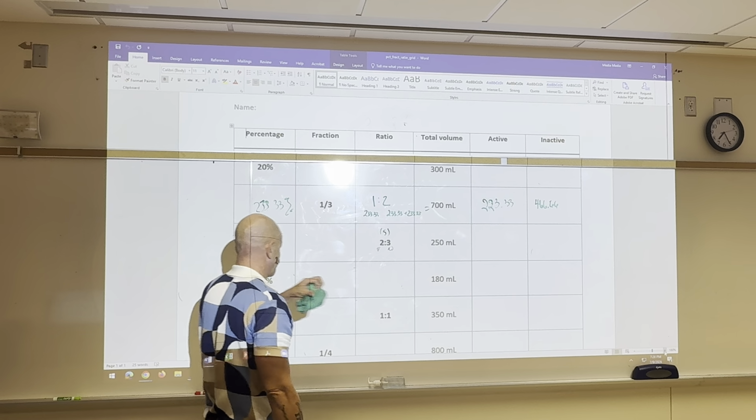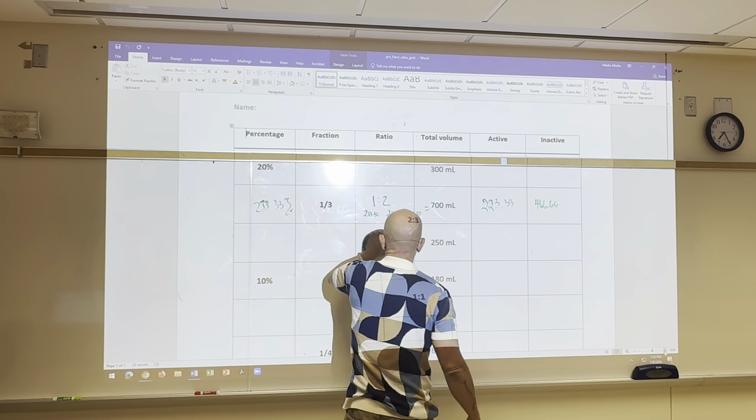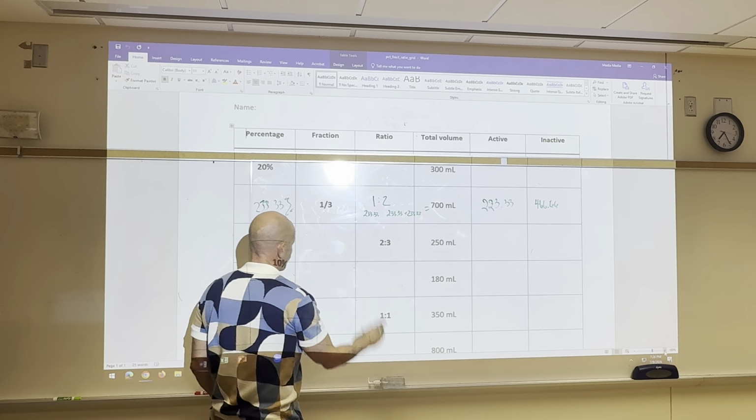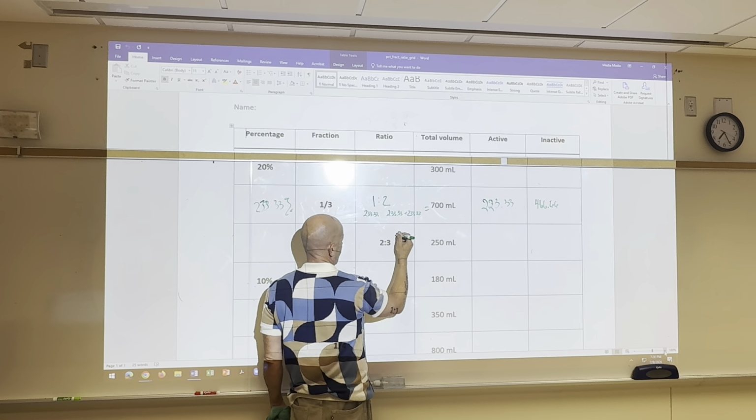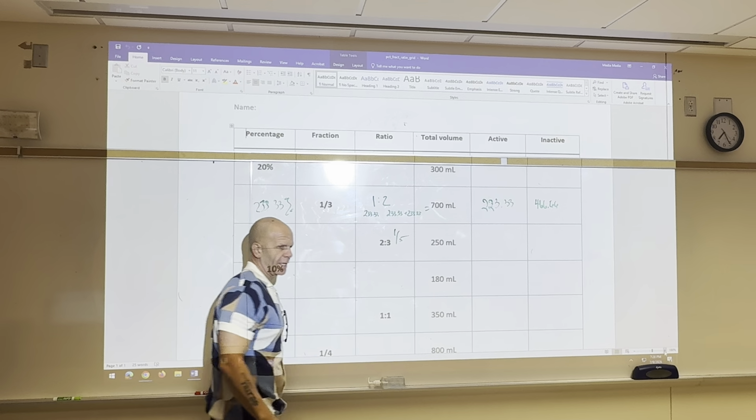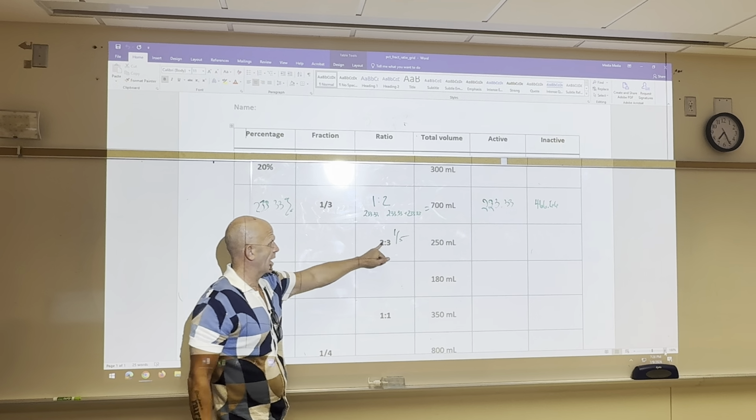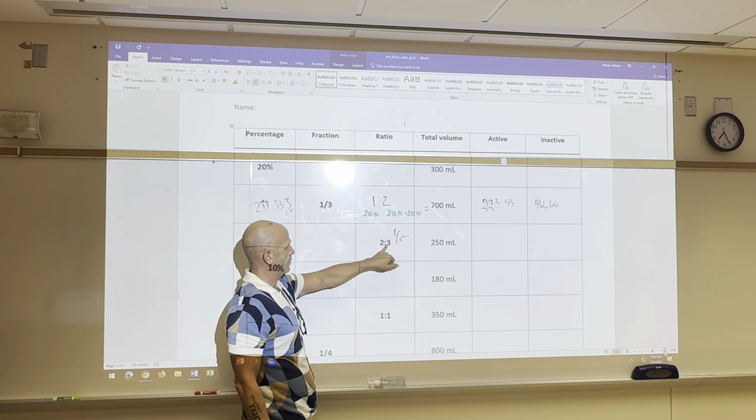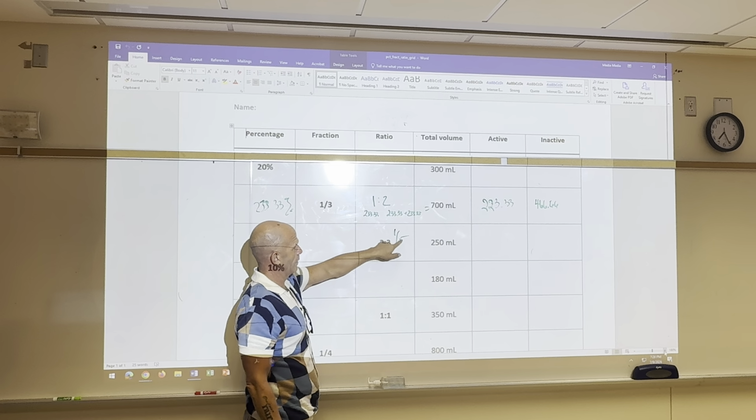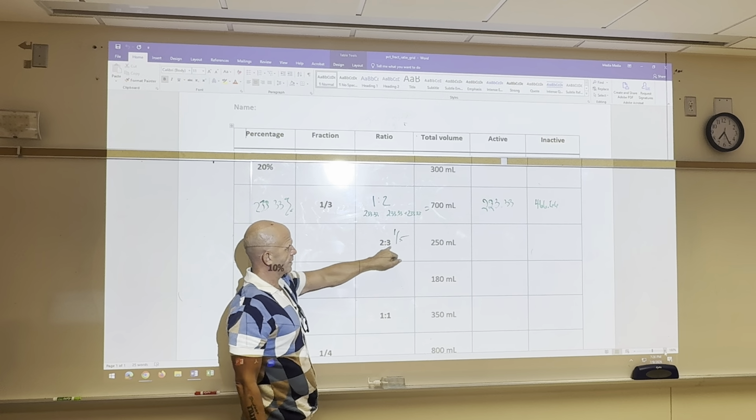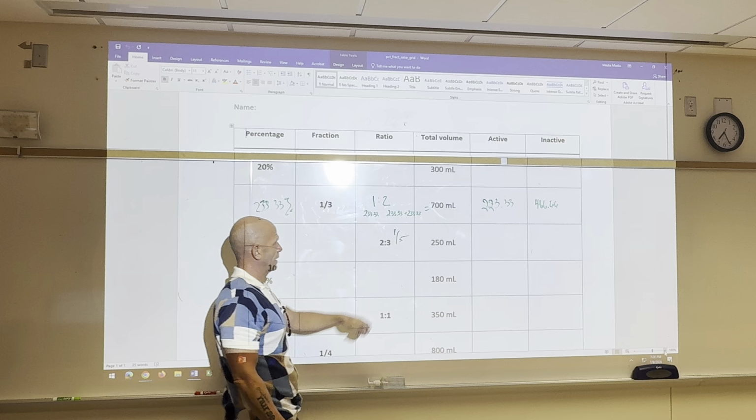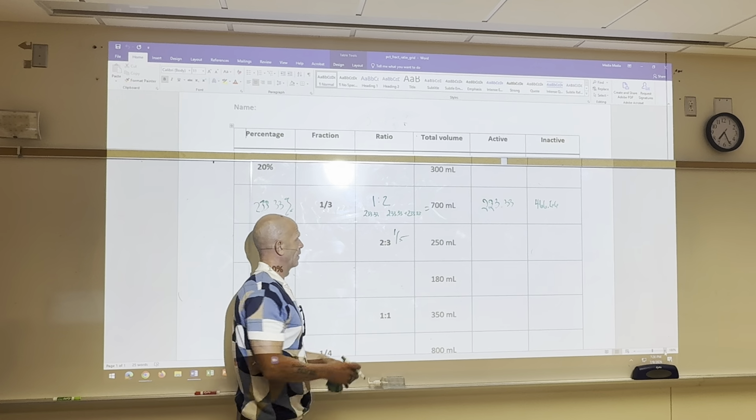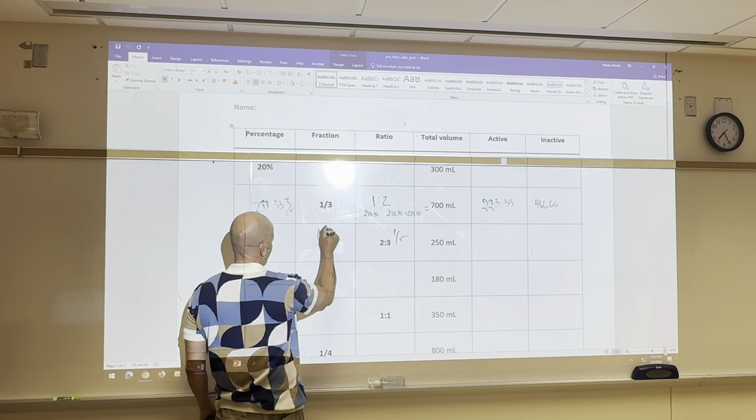Alright. So, a 2 to 3 ratio means 2 plus 3, which is 5 parts. That's our fraction. Why? Because there's 5. We're going to bring the 1 over 5. 2 and 3 equals 5. So 1/5. Okay, there's 5 parts, and one part is 1/5. So our fraction is 1/5.